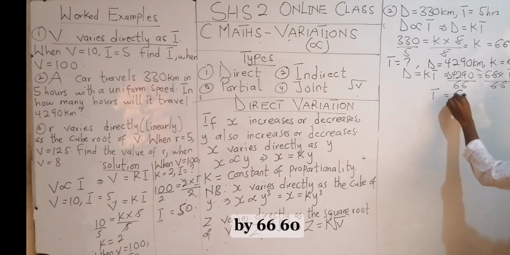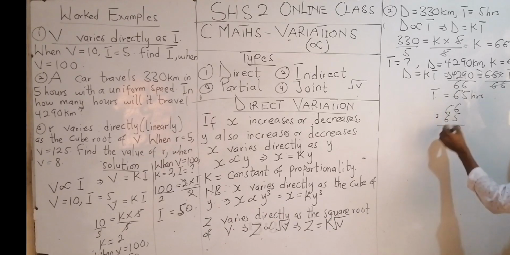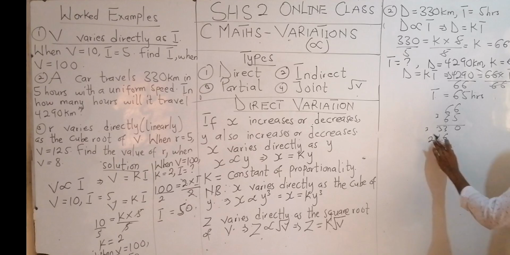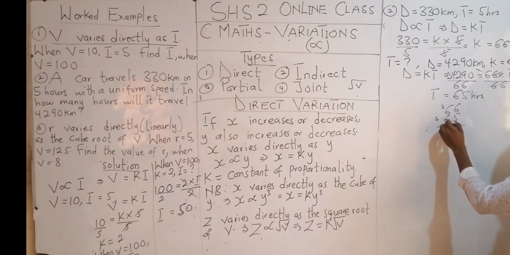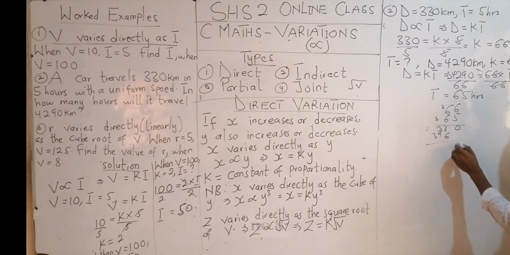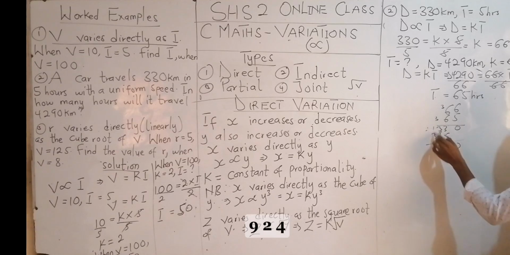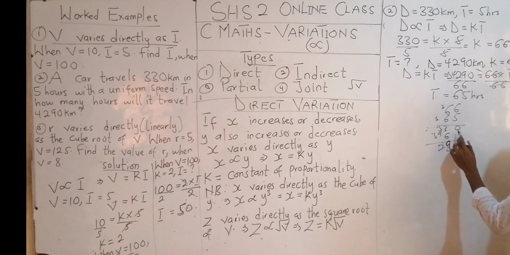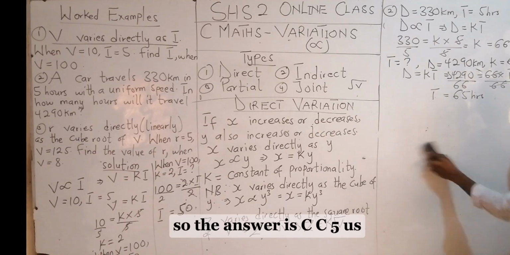4290 by 66, 65 hours. Is that true? Let's see, working through the long division. Yes. So the answer is 65 hours.